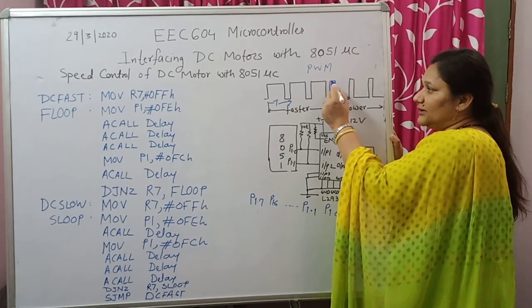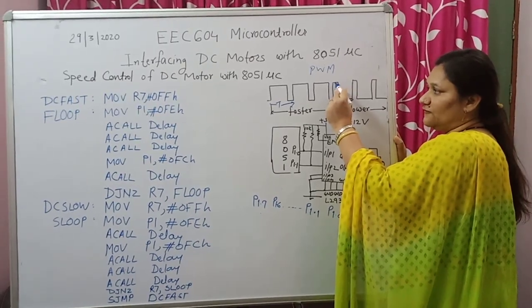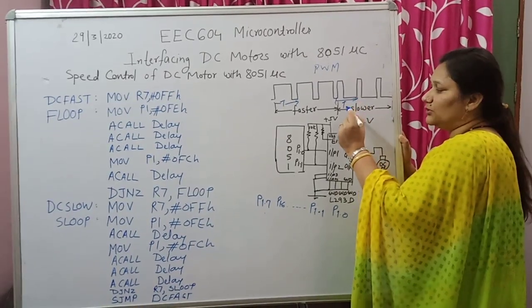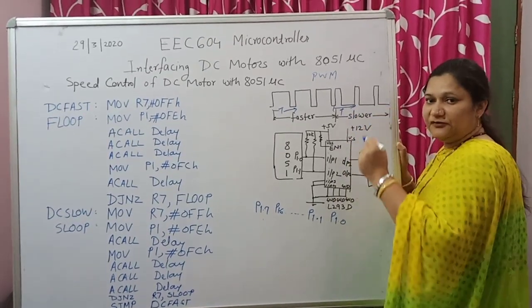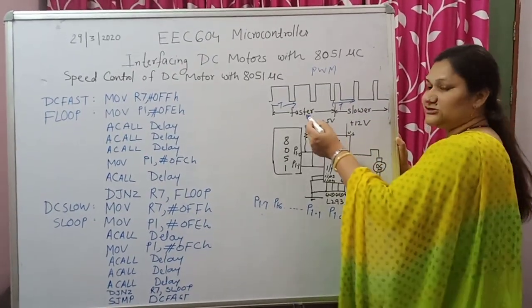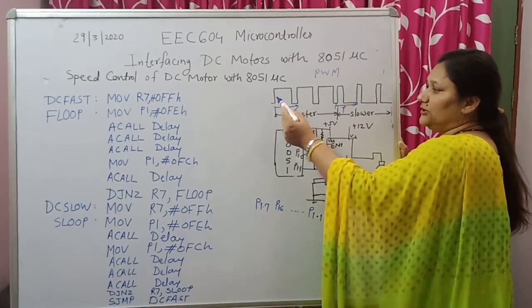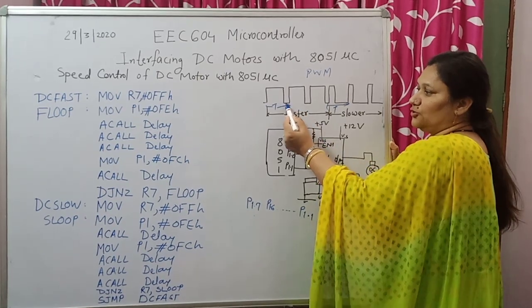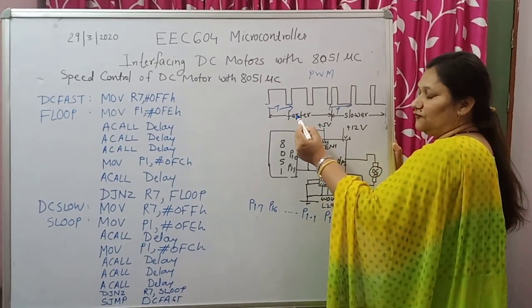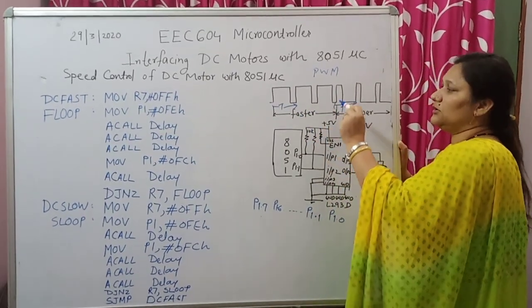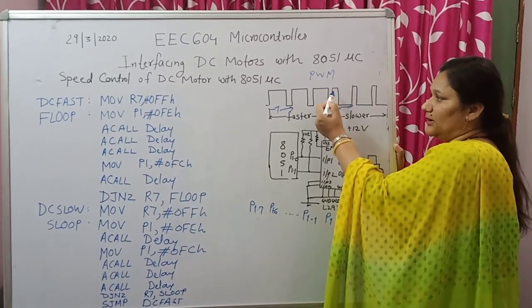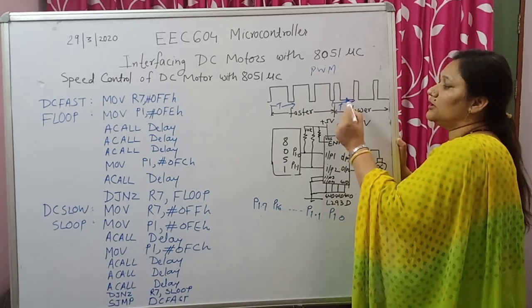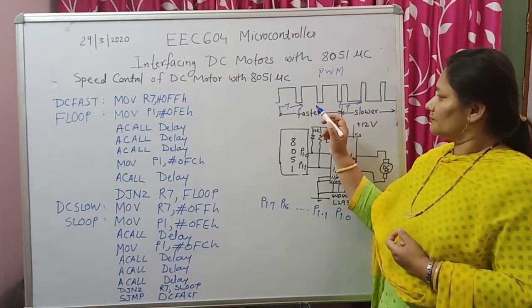And when you give a positive supply for less duration and put it off for more duration, you get a slower speed. So if you want to run the motor at a faster speed, you have to apply a large on time period compared to the off time period. And if you want to slow down the DC motor, you have to apply a short on time duration and a long off time duration.